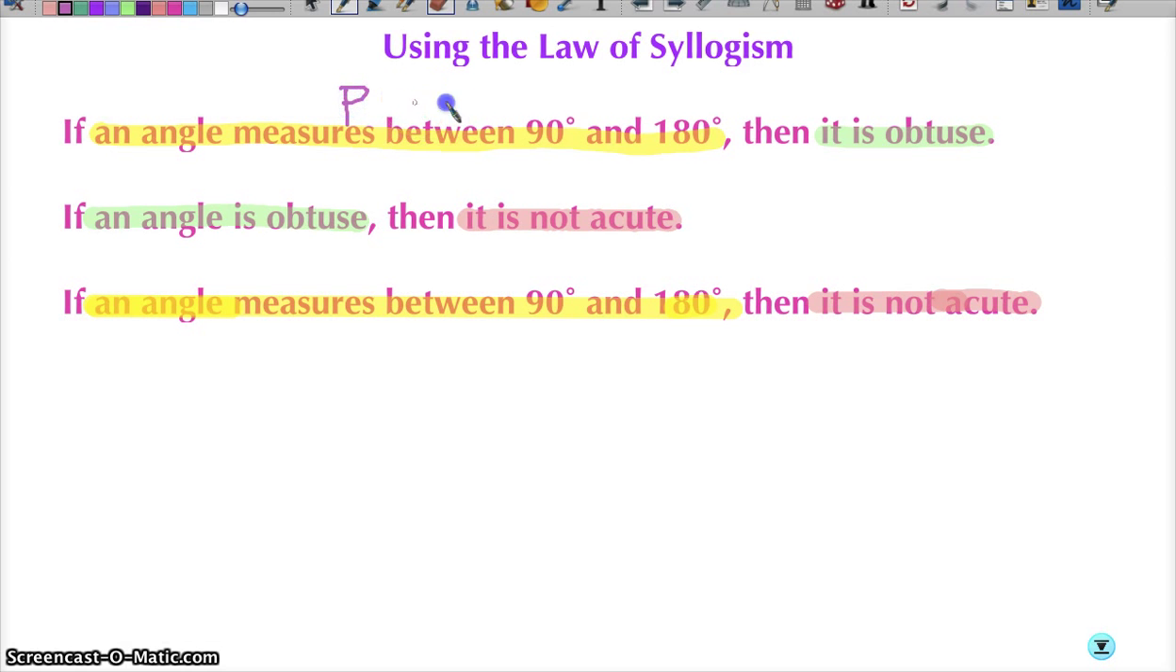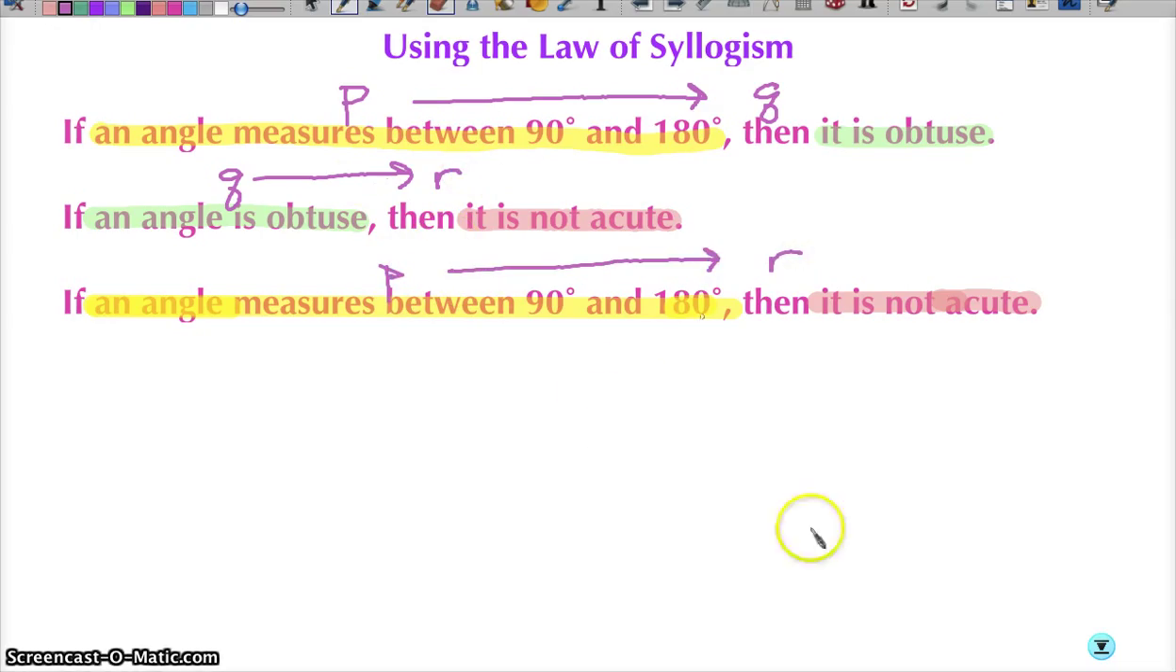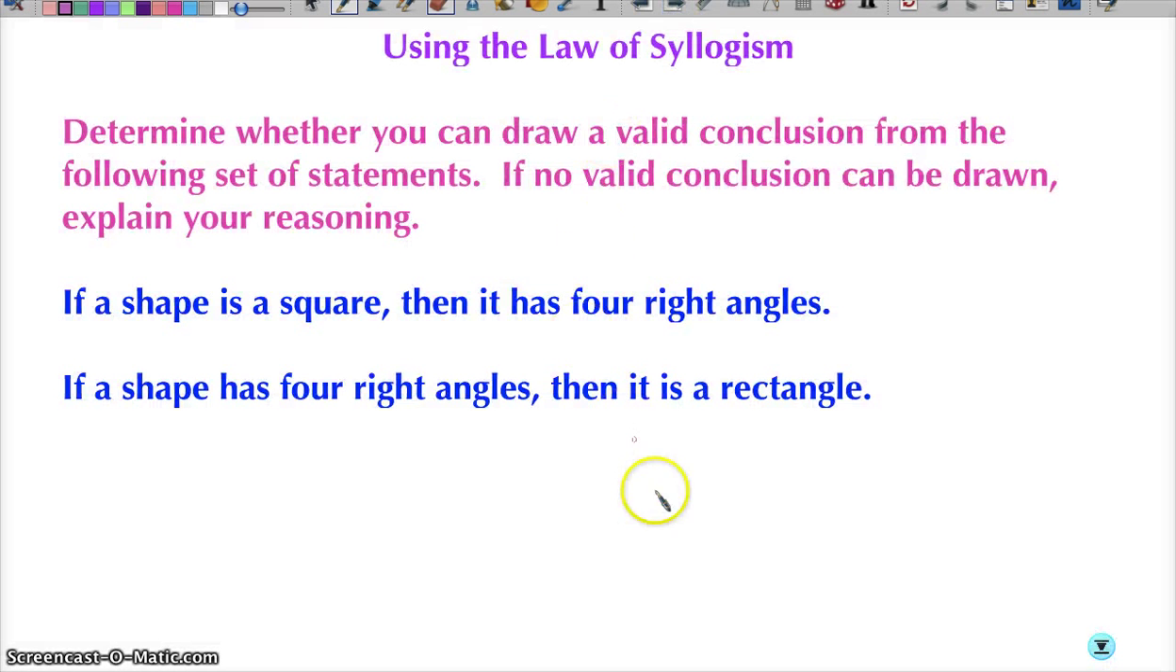This would be your P statement, implies Q. This one is Q implies R. And this one is P implies R. And so that does in fact follow the law of syllogism. Okay, so now let's look at using this and determining whether we can draw a valid conclusion. So remember, we want to follow the pattern of P implies Q, Q implies R, and then P implies R. So can we come up with something to fit this pattern?